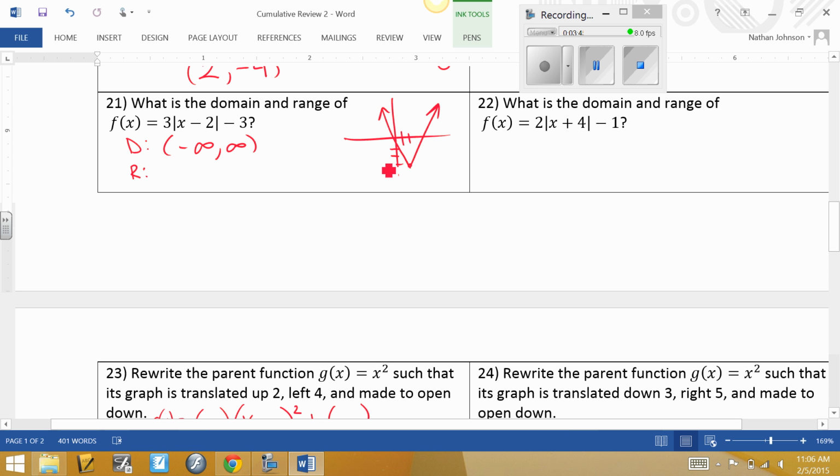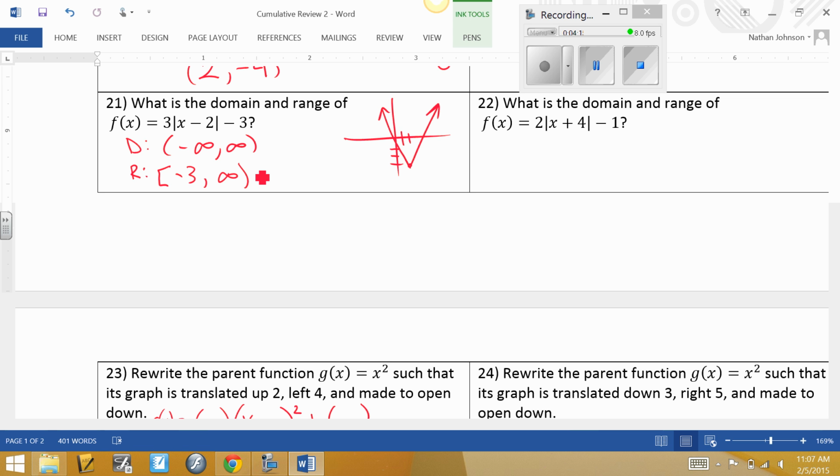The range, however, you'll never get a y value or an output value less than negative 3. So that's my minimum. And in fact, I've made a mistake here. Let's see, we should change that bracket. Should be a square bracket because the function actually can equal negative 3. But there is no maximum. This thing will grow unbounded forever and ever. It will just get larger and larger as x gets either more positive or as x gets more negative.